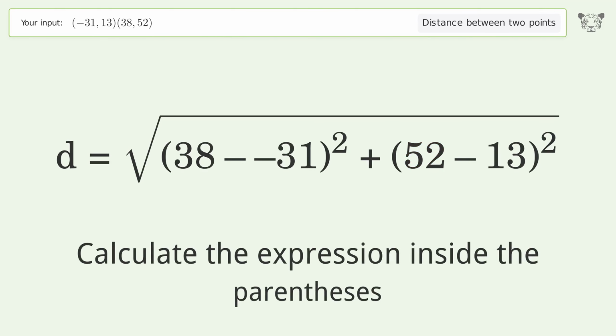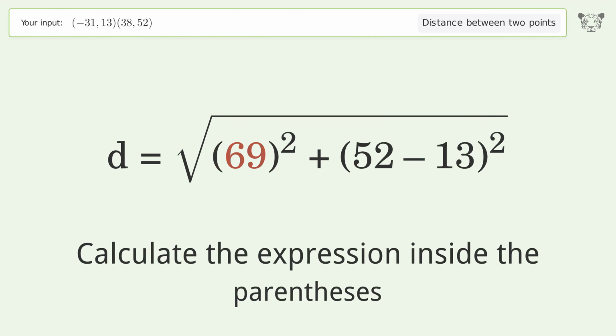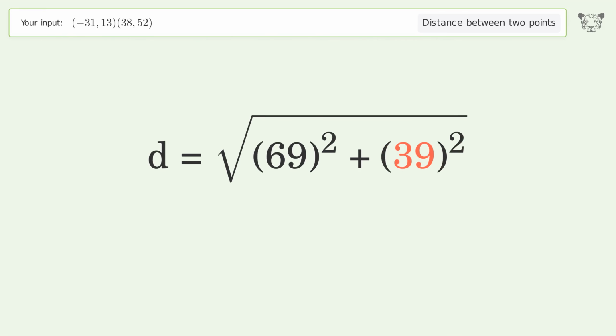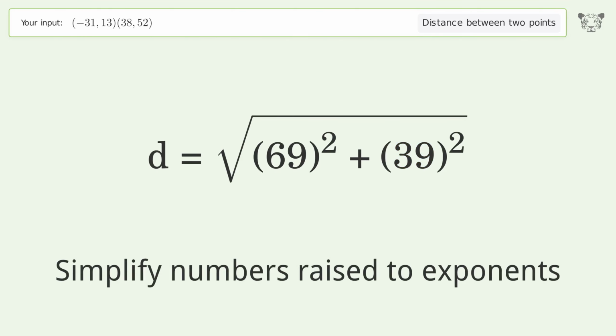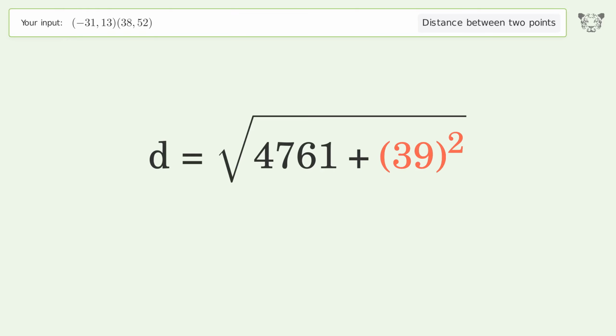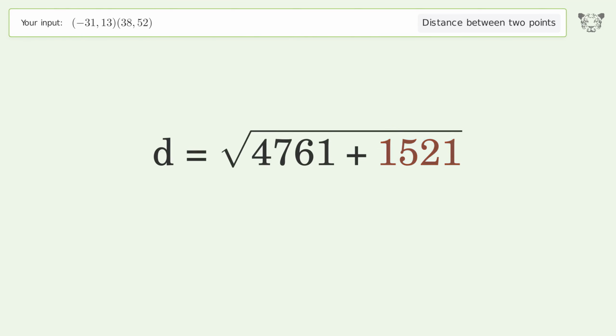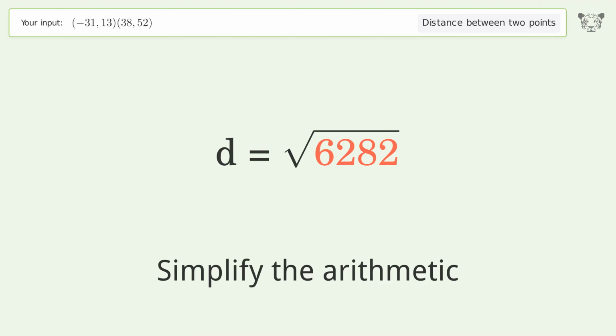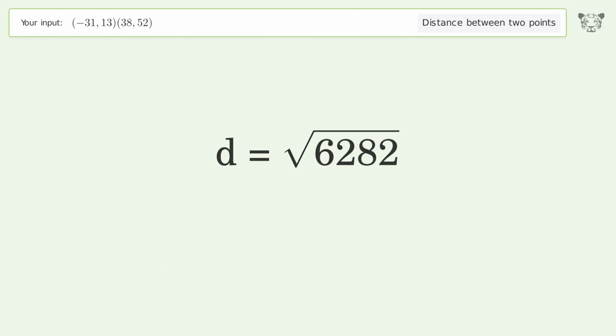Calculate the expression inside the parentheses. Simplify numbers raised to exponents. Simplify the arithmetic. And so the distance between the 2 points is the square root of 6,282, or 79.259.